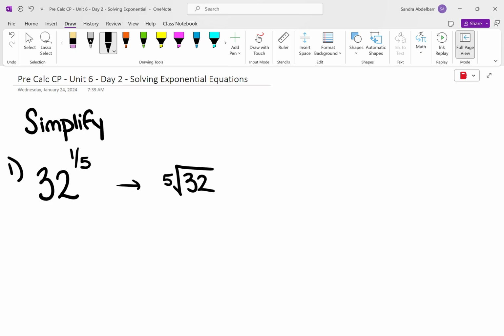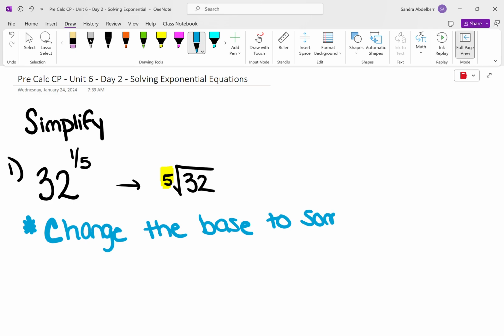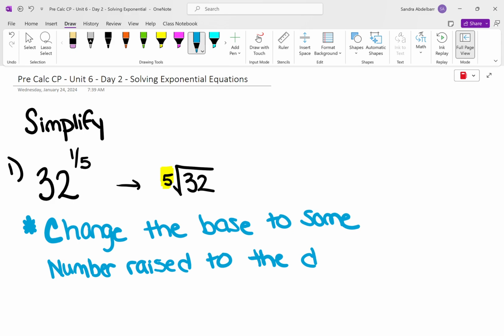And what is that asking us? It's essentially asking us what number times itself 5 times will give us the number under the radical. That's what it's asking. So what I want to do is simplify this in a different way. I want us to change the base, and I'm going to write this out. Change the base to some number raised to the denominator of the exponent.